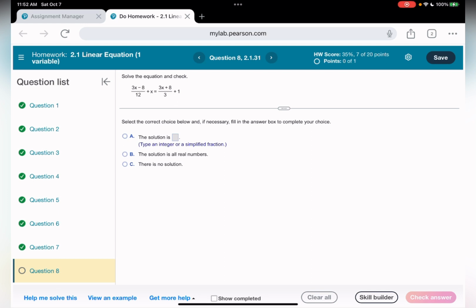Okay, moving to question number 8. So again, same way. Well, this is similar. You should be able to solve it.